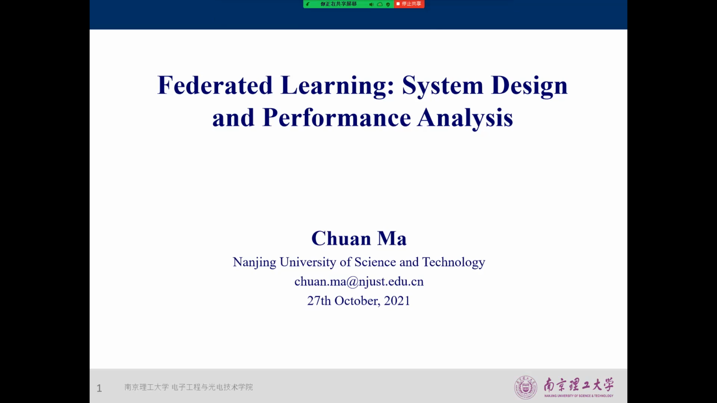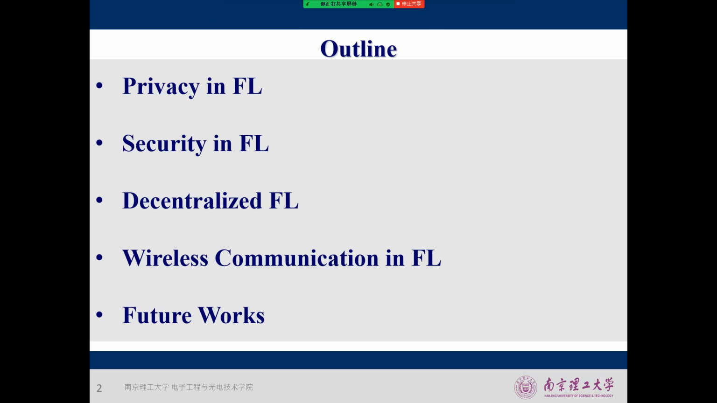So in this talk, I will share some of our recent results about the system design and the performance analysis in federated learning. There are four main parts: the privacy and security issues in federated learning, and we use blockchain to replace the central server to design a decentralized federated learning. And we do some wireless resource allocation in federated learning in our recently accepted JSAC paper. And I will show some future works and ongoing works.